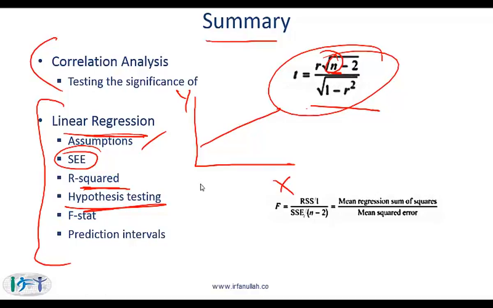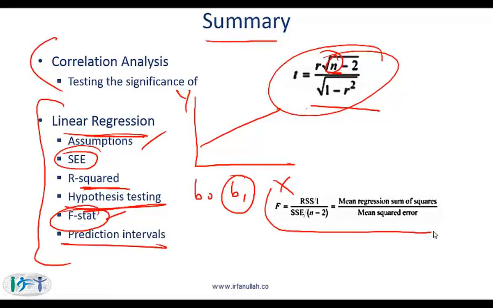Then we do hypothesis testing. The hypothesis testing is for the b0 and the b1. Remember all the things related to the F-stat. So the key points I told you. What is the F-stat? The formula for the F-stat is RSS divided by 1, all of that divided by SSE divided by n minus 2. So remember those. What is the interpretation? Is a high F-stat good? Yes. That tells you that your regression is meaningful. And then finally we just talked about prediction intervals. This, by the way, is the formula for the F-stat.